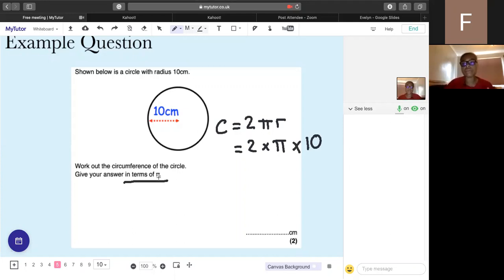Now remember, they've asked us to leave our answer in terms of pi. So we sort of touched on that on Monday as well. If they do ask us to leave it in terms of pi, we don't actually need to use a calculator. All we need to do is do 2 times 10, so we get 20, and then we're still multiplying by pi, so we just leave pi on the end like that. So we've got 20 pi. So our answer would just be 20 pi centimeters. So that's how we work out the circumference of a whole circle.